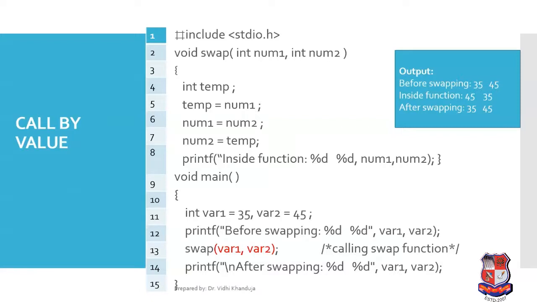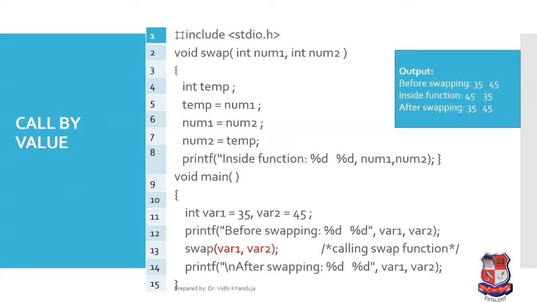The function is called, so the control will jump to the function definition. Now these statements will be executed. Num1 will be assigned the value 35, num2 will be assigned the value 45, and then the interchange of these two values will be done. And then after this function call, we are printing the values of var1 and var2.